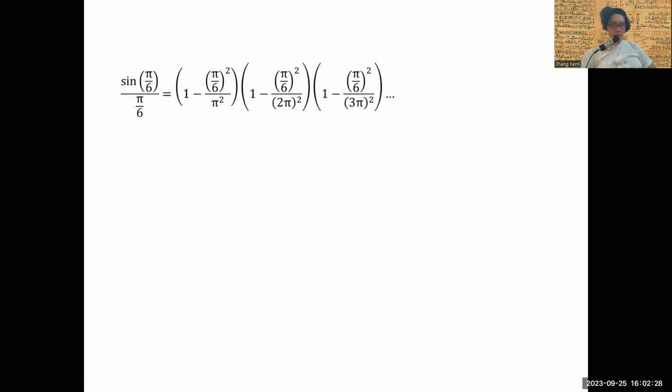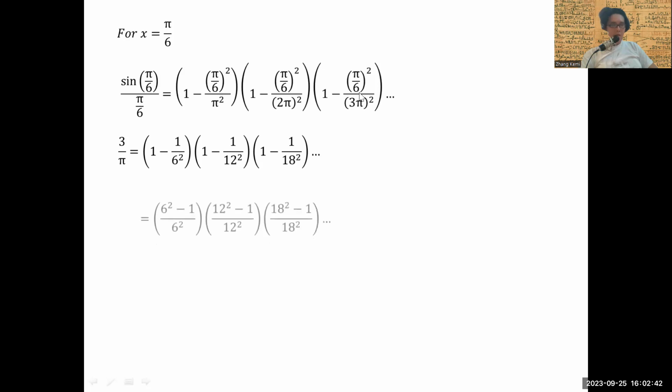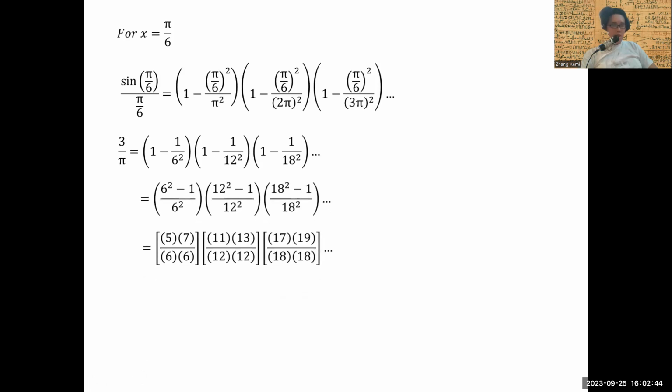And the last one is actually using x as pi over 6. In this case, I will derive basically the same thing. Nothing special. So far, I'm just getting all the respective terms. Same thing, difference of two squares. Hence, I now get the respective products. So last but not least, you have pi over 3 as multiples of 6 in the numerator, and 5 and 7, 11, 13, 17, and 19, and so on and so forth in the denominator.